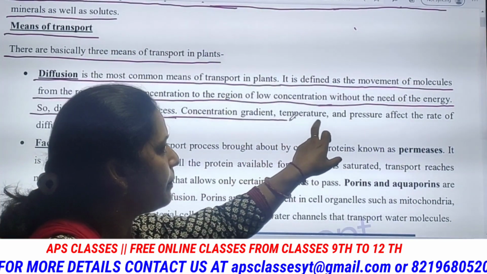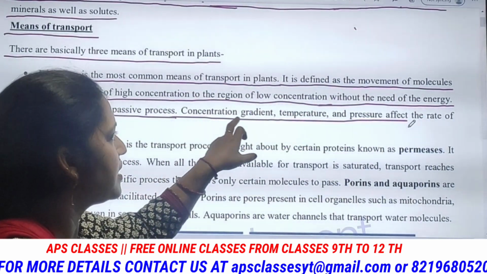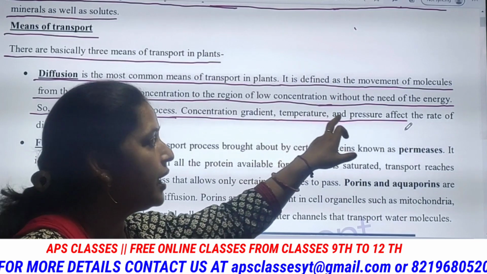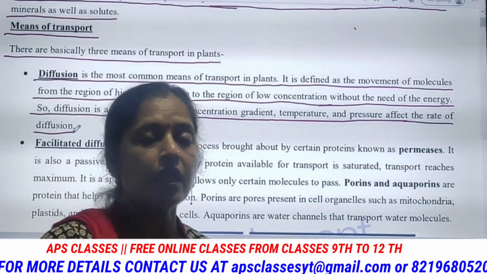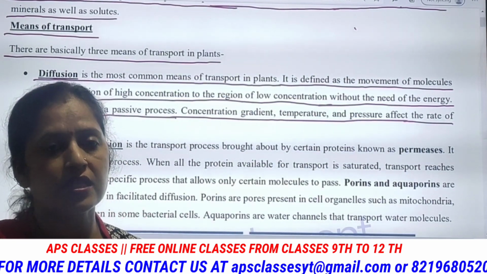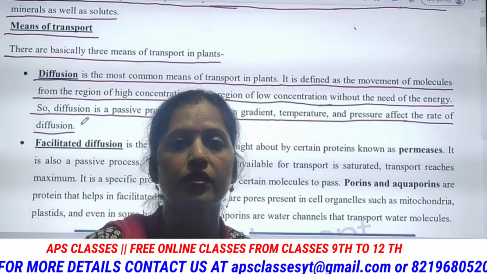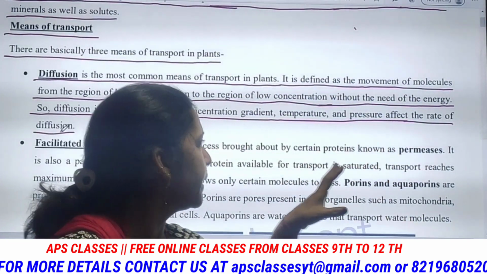Concentration gradient, temperature and pressure, especially 3 factors, that is the concentration gradient, temperature as well as pressure, affect the rate of diffusion. So there are 3 factors that affect the rate of diffusion. These are the concentration gradient, temperature and pressure.